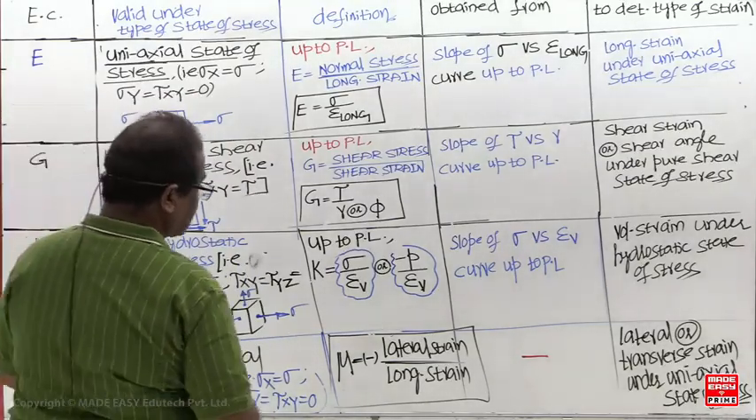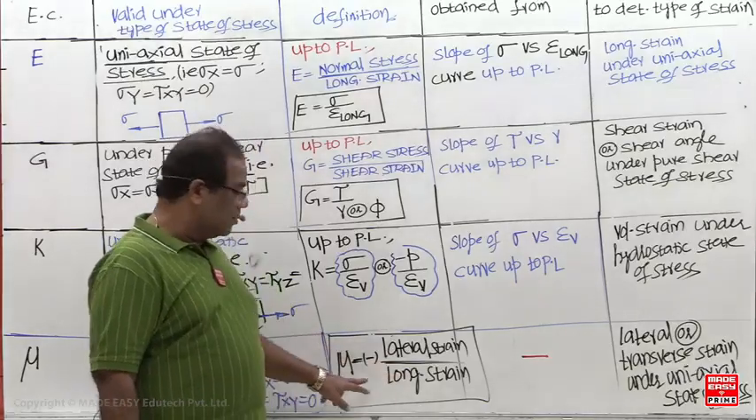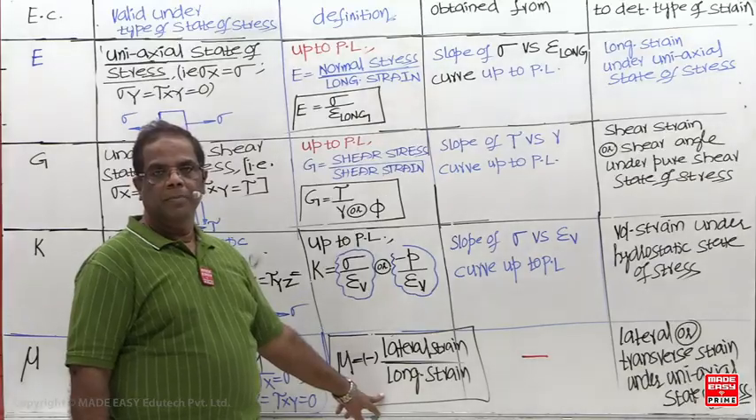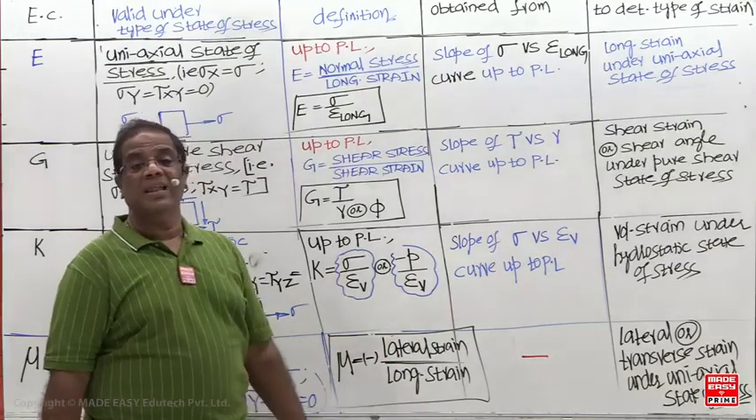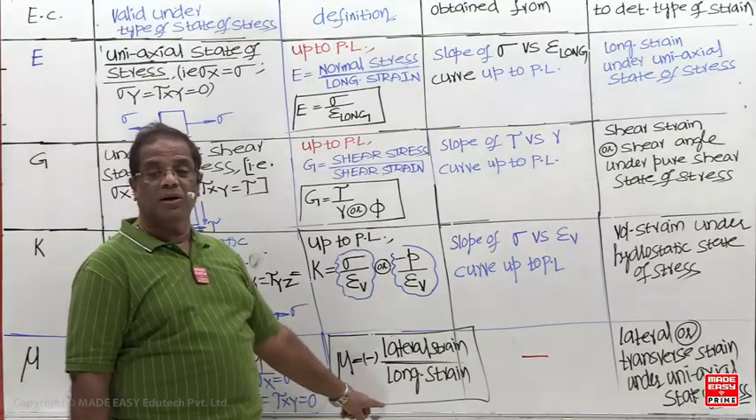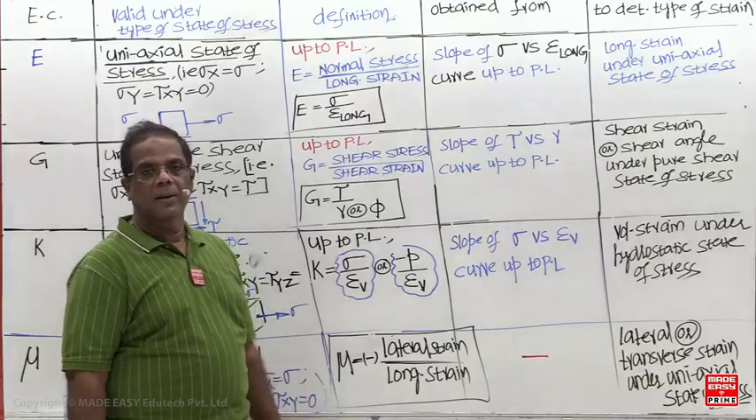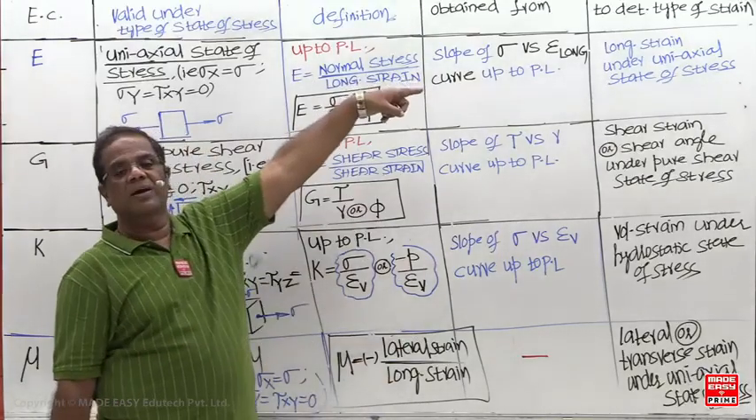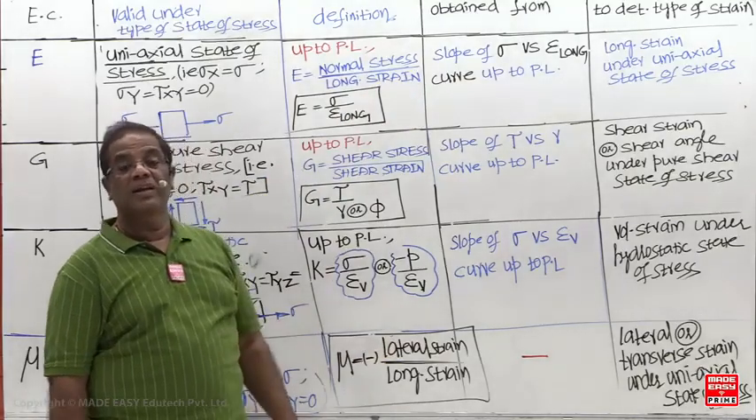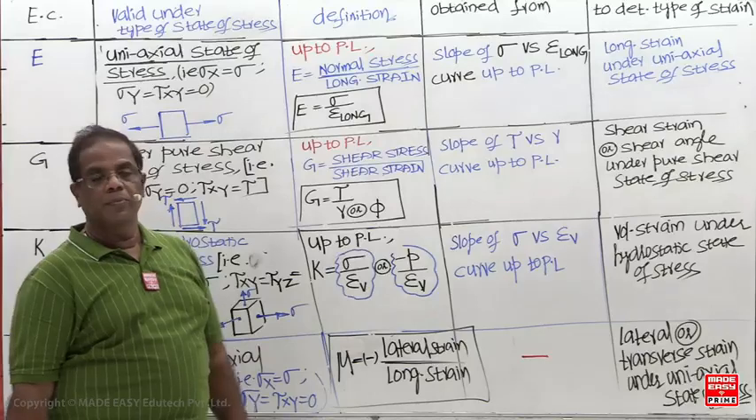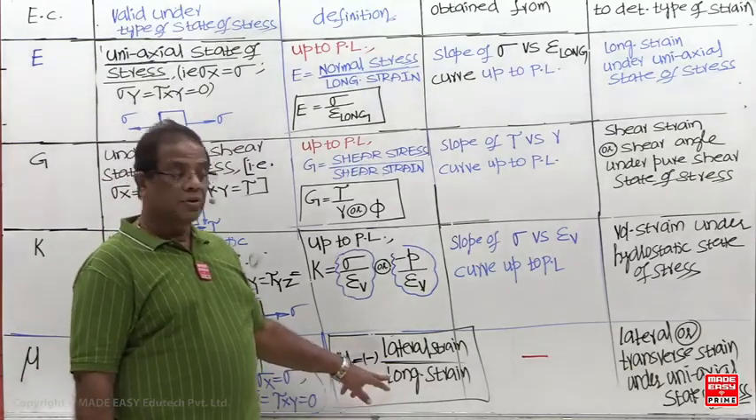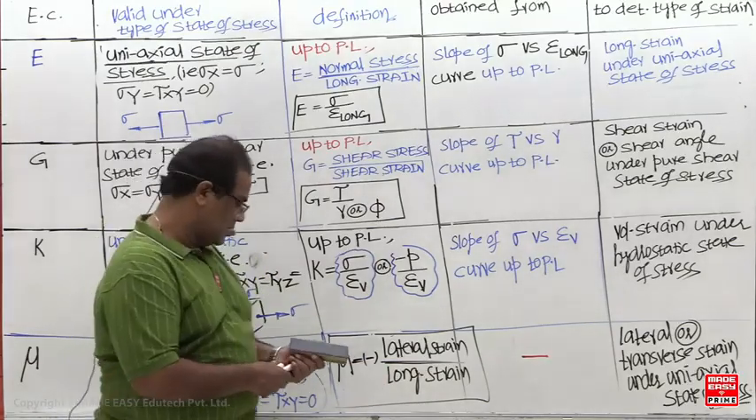So to determine the lateral strain, how do you write it? Mu multiplied by longitudinal strain. So to determine the lateral strain, how many elastic constants are required? Is only Poisson's ratio required, or is longitudinal strain also required? Longitudinal strain is also required. But to determine the longitudinal strain, Young's modulus is required. Therefore, overall, to determine the lateral strain, we need both E and mu. Only mu is sufficient when longitudinal strain is known.